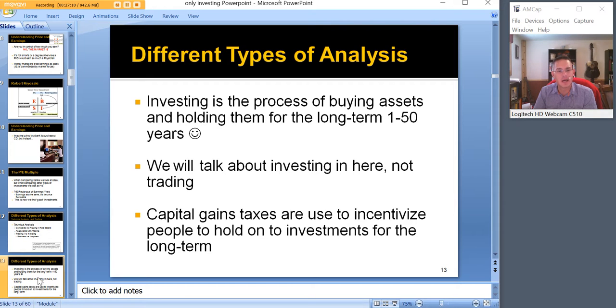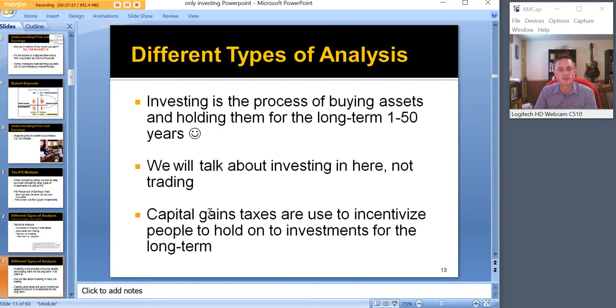So we have different types of analysis. We have technical analysis, which we're not going to talk about in here. We're going to talk about what's called fundamental analysis, and that pertains to investing and holding things for the long term, typically between 1 and 50 years. We aren't going to talk about trading.